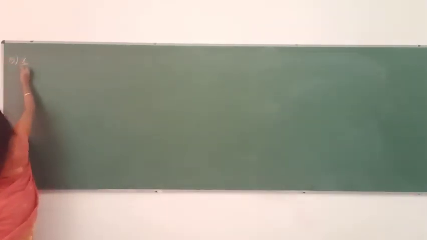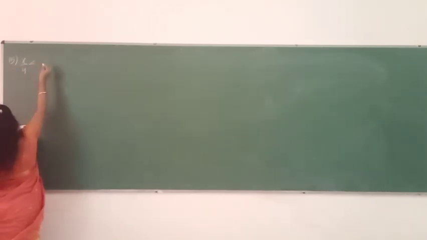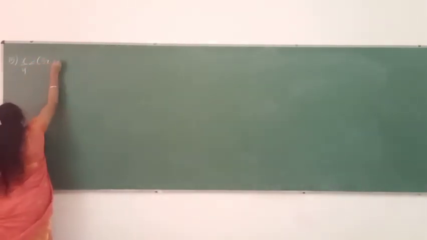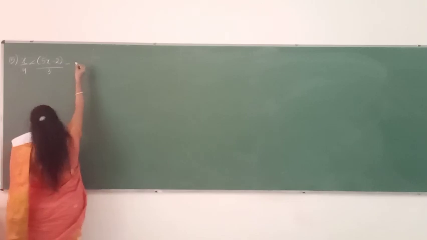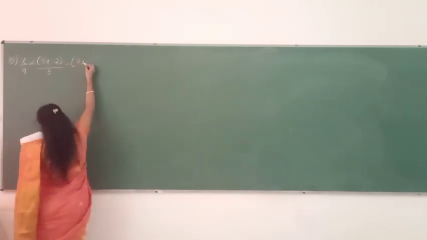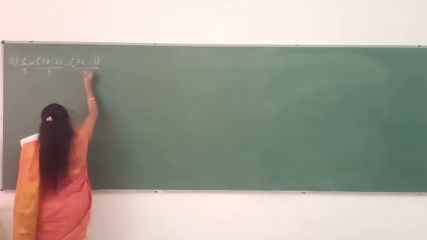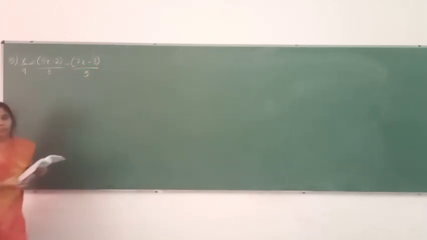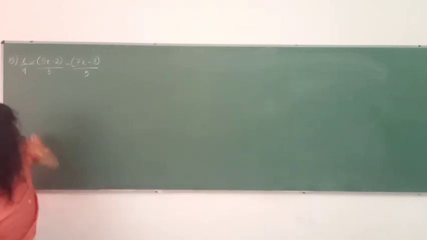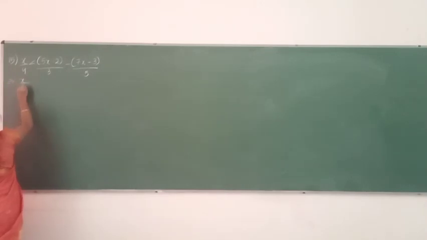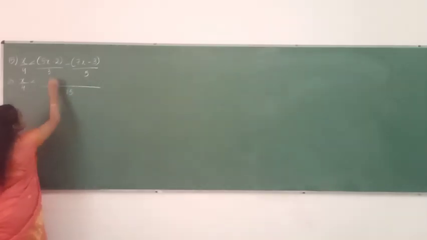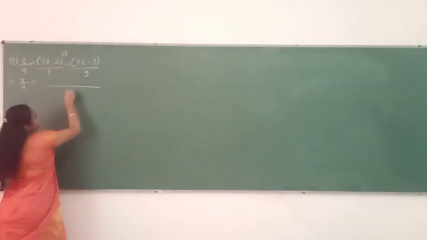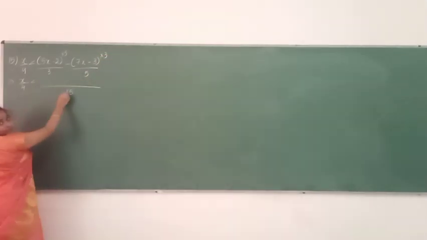So the question is x by 4 is less than (5x minus 2) whole divided by 3 minus (7x minus 3) whole divided by 5. So x by 4 in LHS I keep it as it is. So we'll be taking LCM. So what is the LCM here? 3 and 5, it is nothing but 15. 3 5s are 15, 5 3s are 15.